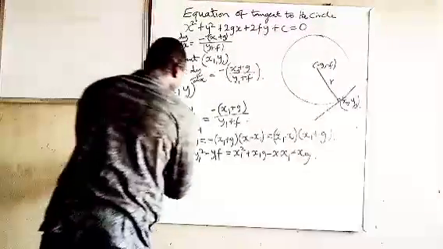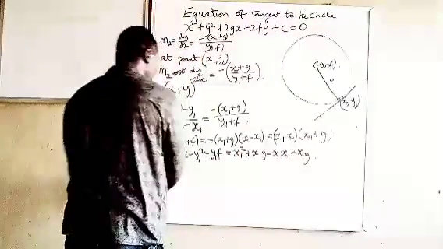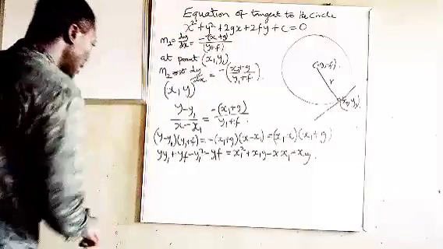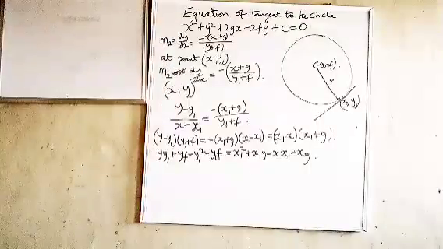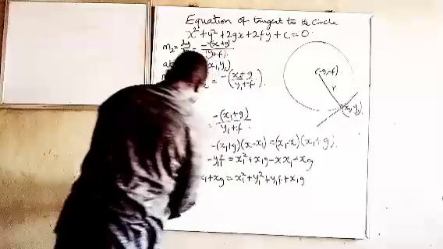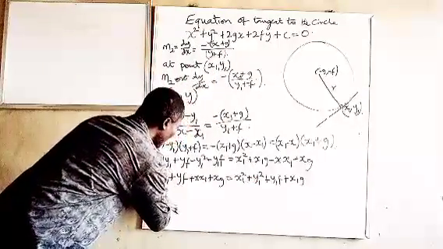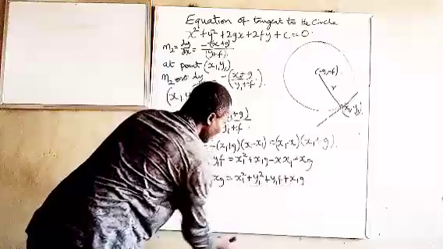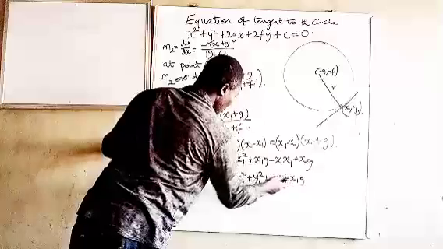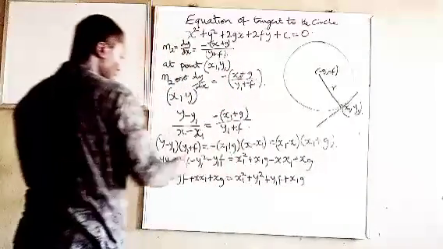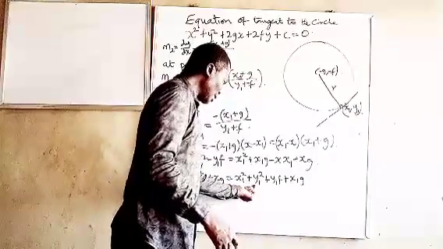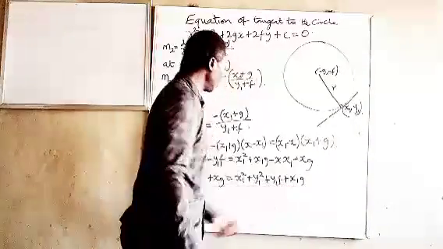Now let me collect the terms with x1, y1 to one side and the terms with x and y to the other side. So I gather anything with y and x to this side, and anything that comprises only y1 and x1 but does not include x and y, I gather to this side. Looking at this equation now, we have x1 squared plus y1 squared plus y1f plus x1g.